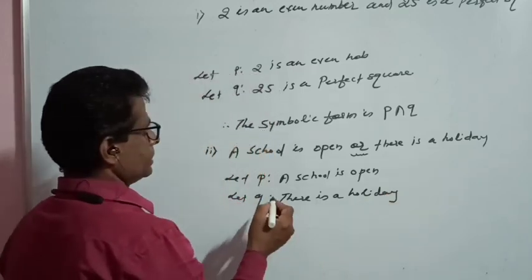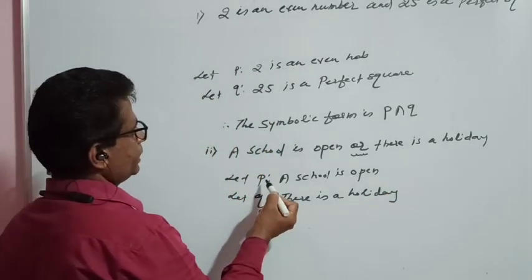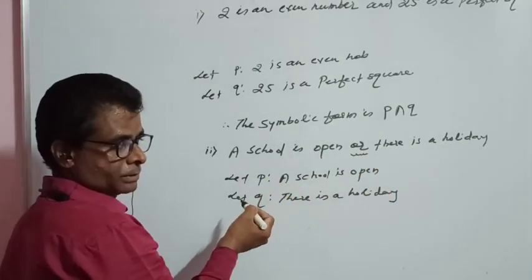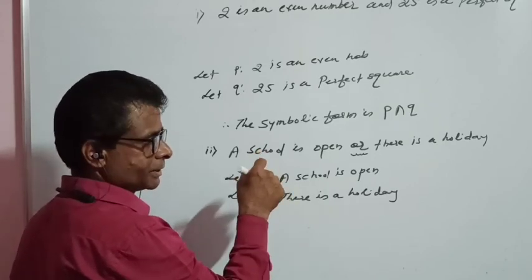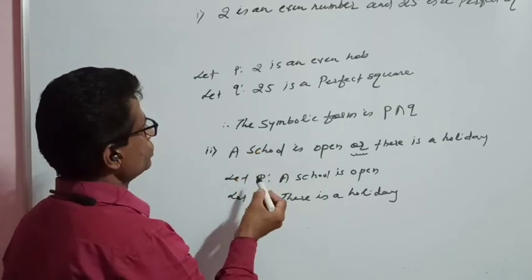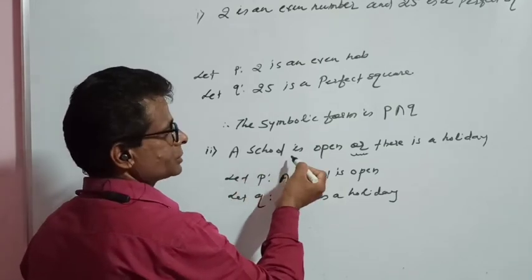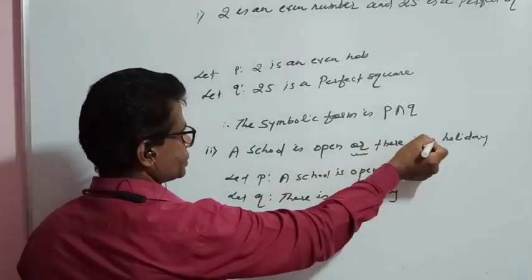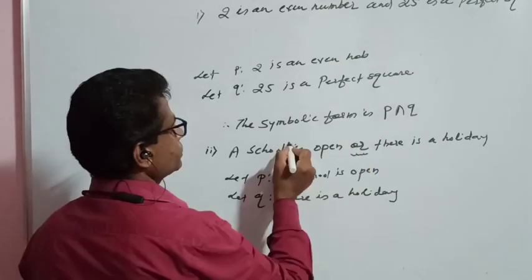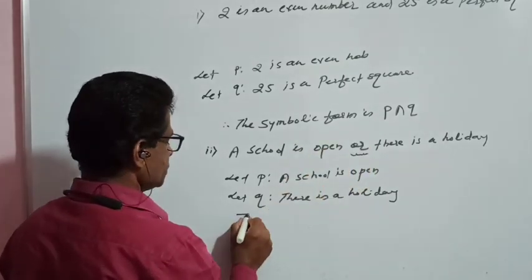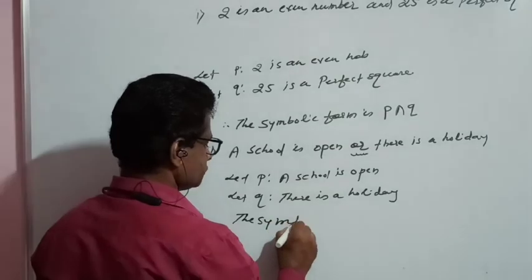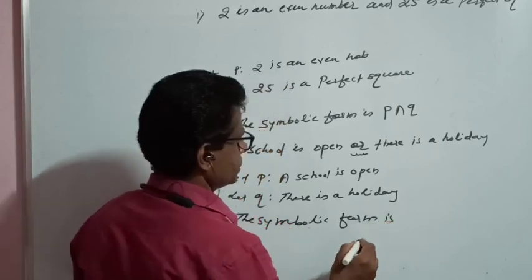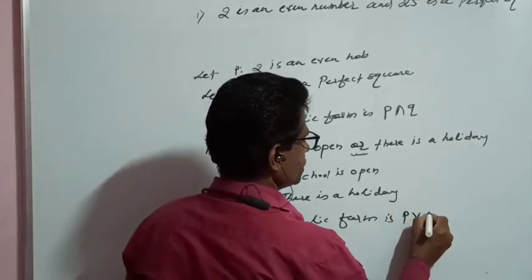So unless and until we define what is the first statement and what is the second statement with letters, it is not possible to represent it in its symbolic form. So you assign some letters to the first statement and the second statement. The first statement I have represented as P, the second statement as Q. Now the disjunction can be written in symbolic form. The symbolic form is P disjunction Q.